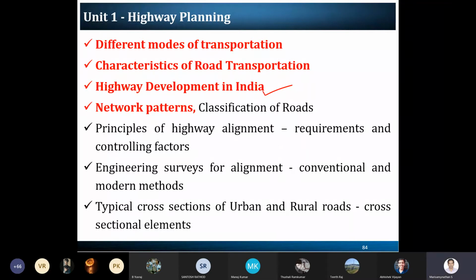The next one, we are moving to the fourth chapter, which we are going to cover in today's class. It is a very simple chapter: the network patterns and the classification of roads. When we are planning to construct a new city, or for city planning or a road network, we have to come up with a proper design pattern, right? So now we can see one example.